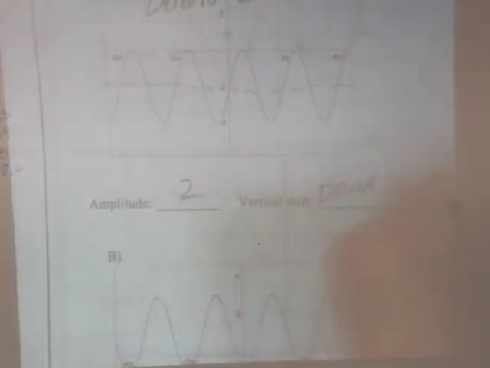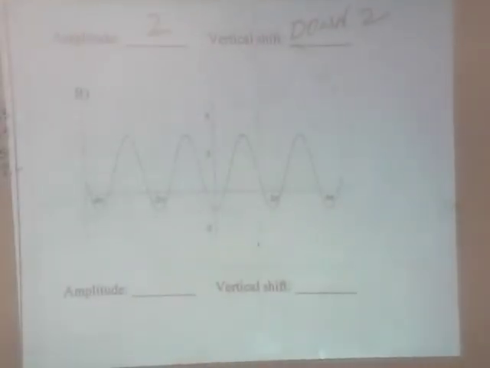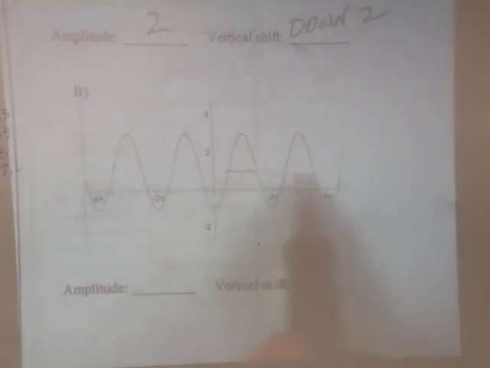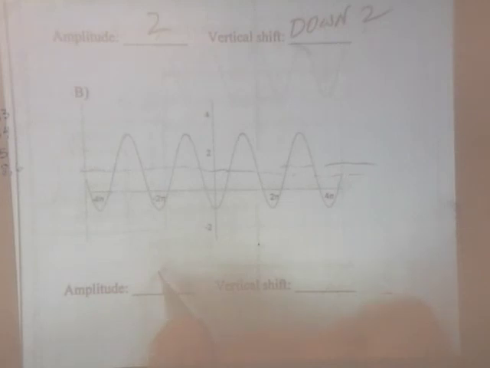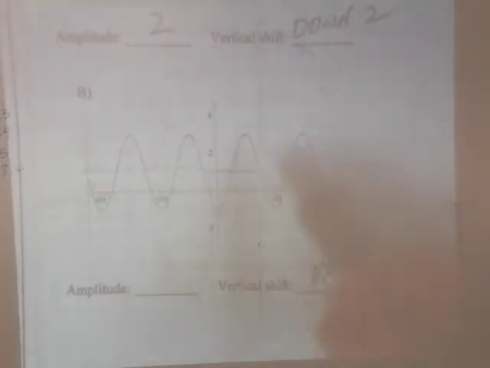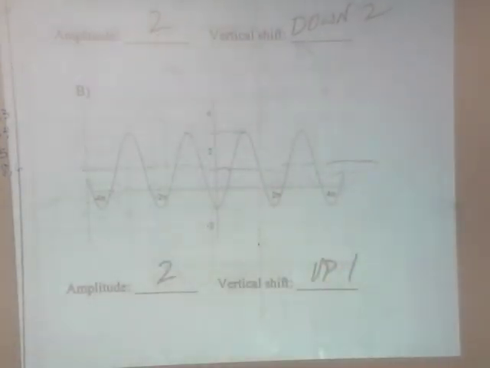Oh, I guess I was supposed to write that here. All right. Amplitude and vertical shift again. What do you think the midline of this is? Yeah, I'm also thinking 1. So we would be up 1. So what's the amplitude? Yeah, it looks like it goes to 3 and to -1, so the amplitude would also be 2.